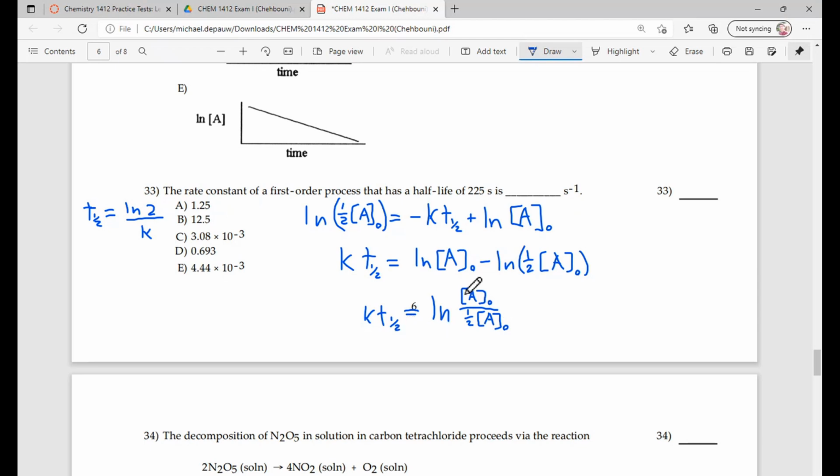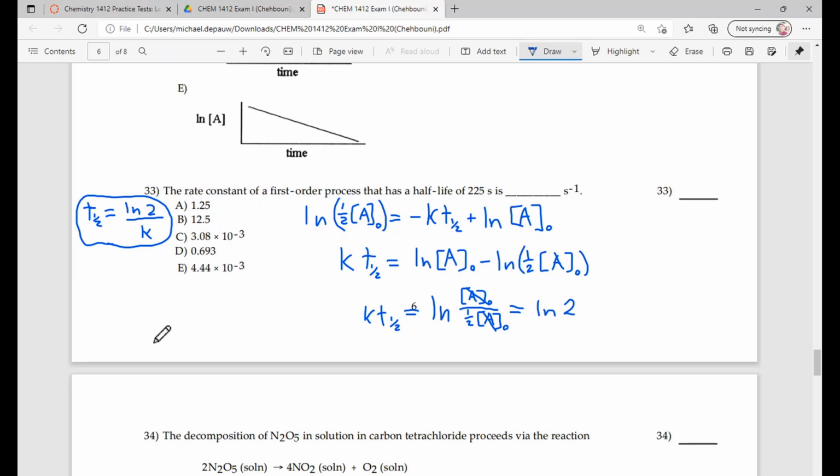Now, of course, the A naught cancels out and it's basically the log of 1 over 1/2. Well, 1 divided by 1/2 is 2, right? Divide by a fraction and multiply by the reciprocal. So this becomes ln of 2. And then if you want to solve for T 1/2, you just divide both sides by K, and that gives you this guy, ln of 2 over K. That's equal to the half-life.